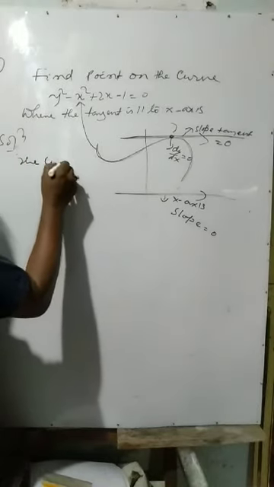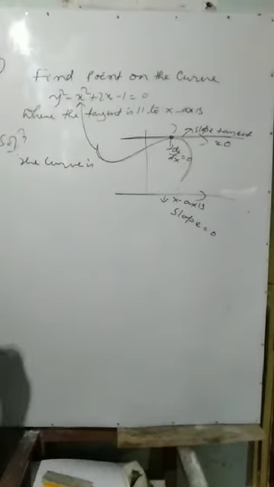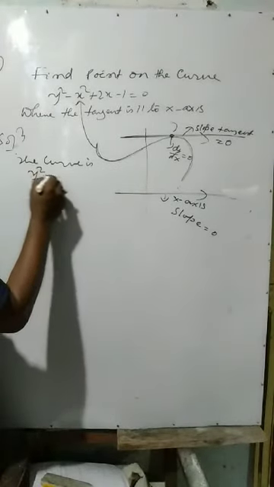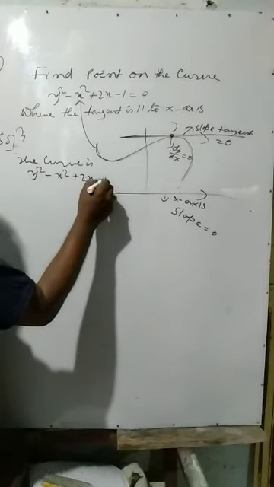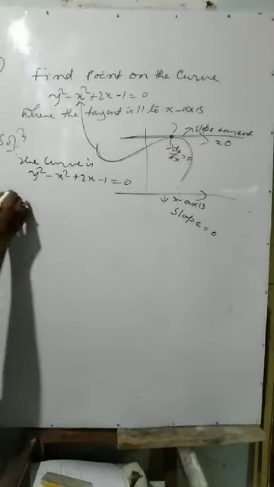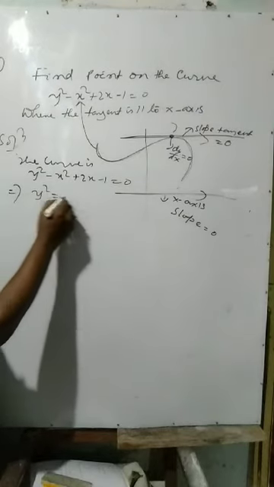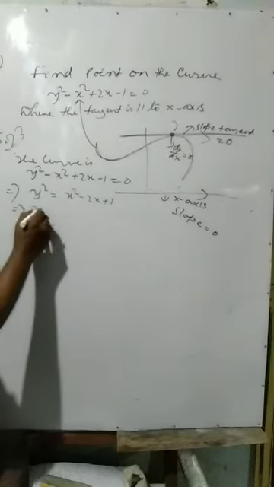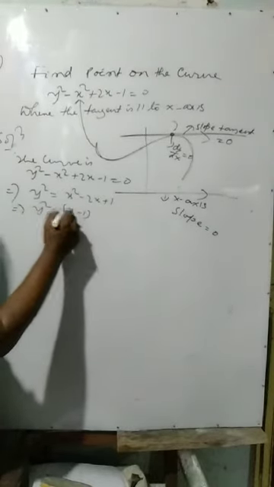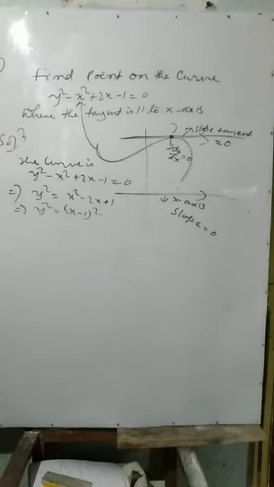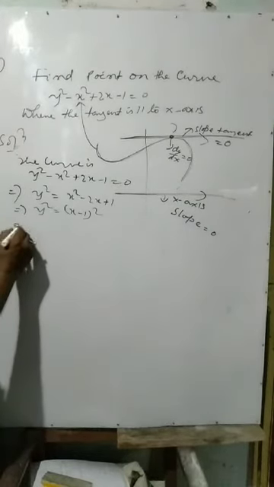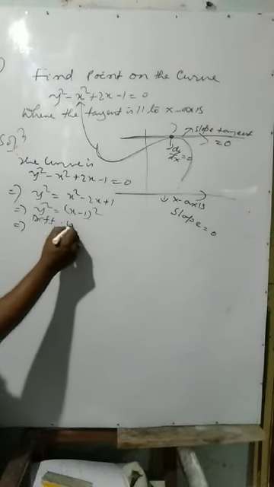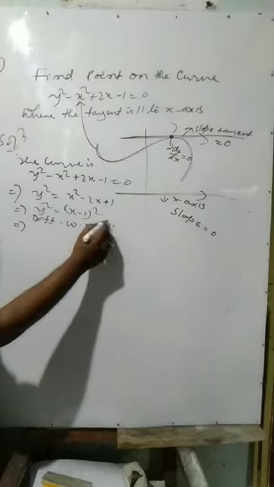The curve is y square minus x square plus 2x minus 1 equal to 0. Here y square equals x square minus 2x plus 1, that implies y square equals x minus 1 whole square. So find dy by dx: differentiating with respect to x.